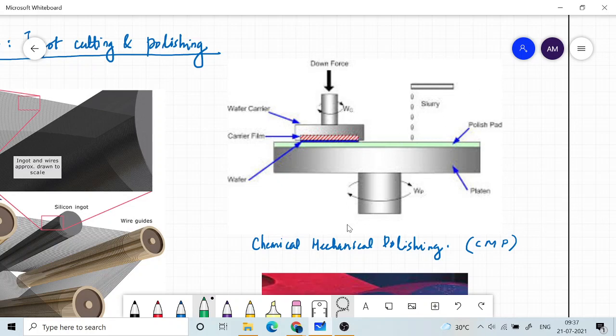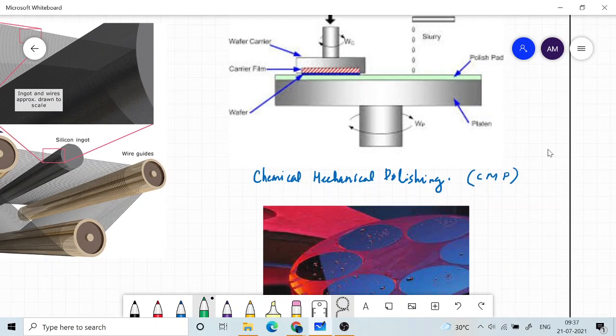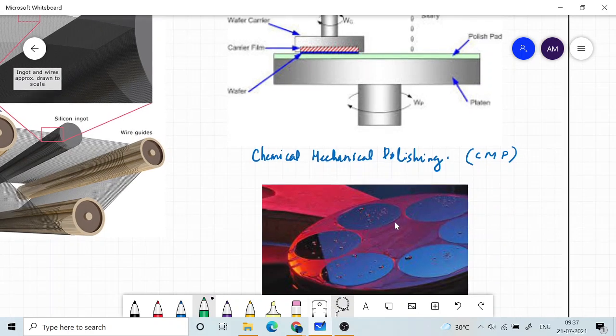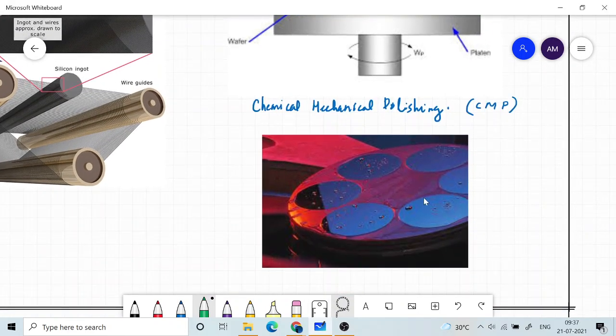So that is why it is called chemical mechanical polishing. That will enhance the roughness being removed, and you will get a very polished, mirror-like finishing of the wafer. So a lot of material will be removed. Silicon material will be removed in this step in order to achieve this polishing.